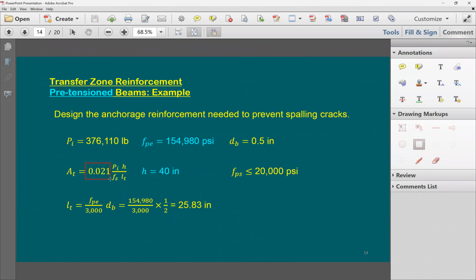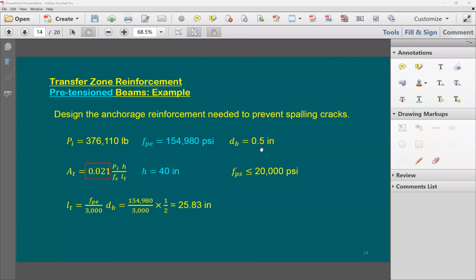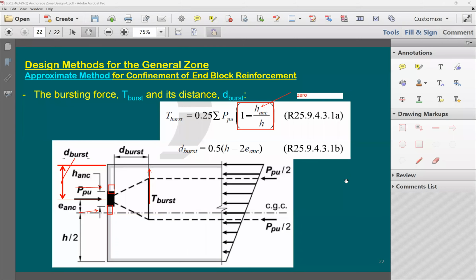The equation says take about 2%. That's it. You just take 2% for pre-tension. But when it comes to the post-tension, we're talking about 25%. There's a big difference here from 2% to 25%.